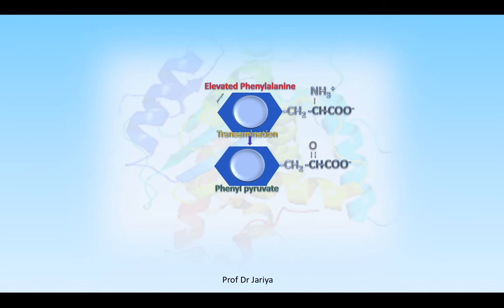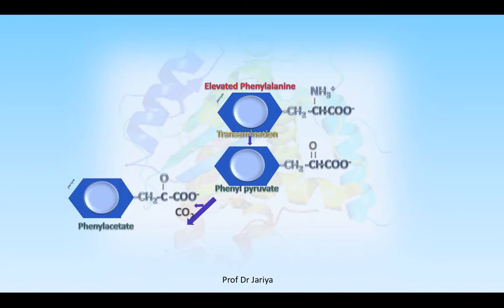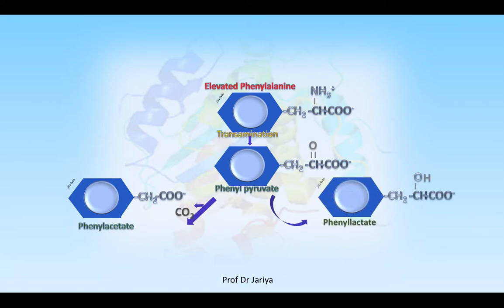Phenyl pyruvate, phenyl acetate, and phenyl lactate are not normally produced in significant amounts in the presence of functional phenylalanine hydroxylase. However, these are elevated if there is a deficiency of phenylalanine hydroxylase or any of the enzymes required to synthesize or regenerate tetrahydrobiopterin and dihydrobiopterin. So here we can see that phenylalanine is elevated and it is diverted into the pathway for the formation of phenyl lactate and phenyl acetate.